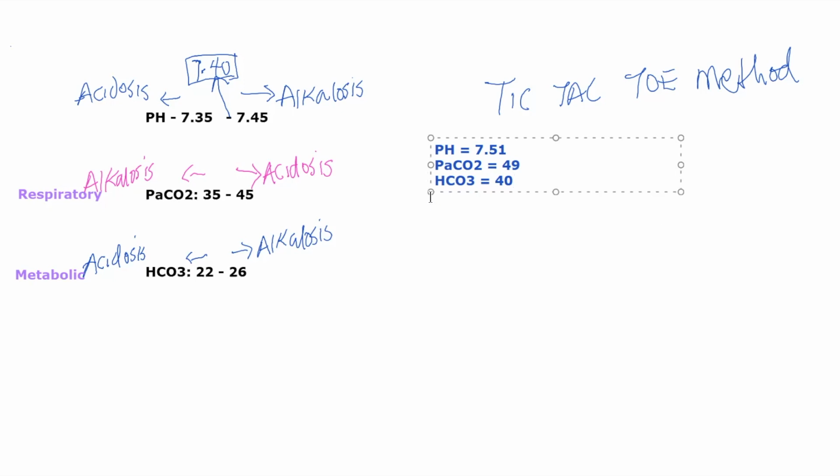They're trying to let you know the partial pressure of oxygen and the saturation of oxygen in your blood, but we're not going to use them in our actual interpretation to figure out what kind of imbalance is going on. You only need your pH, your CO2, and your bicarbonate. Knowing these values, we're going to use the tic-tac-toe method.